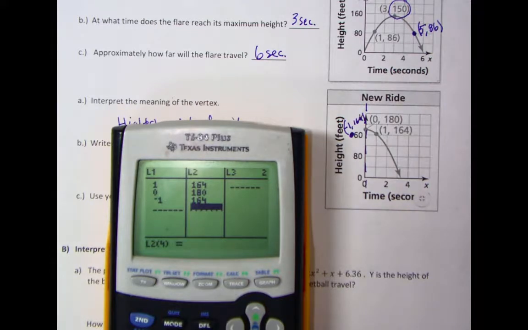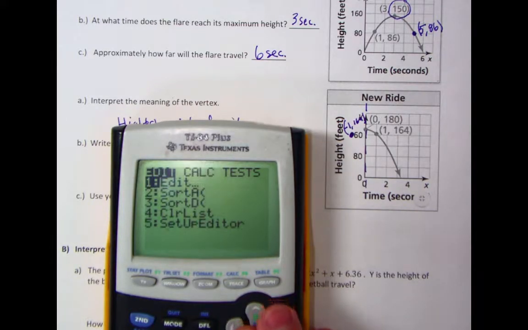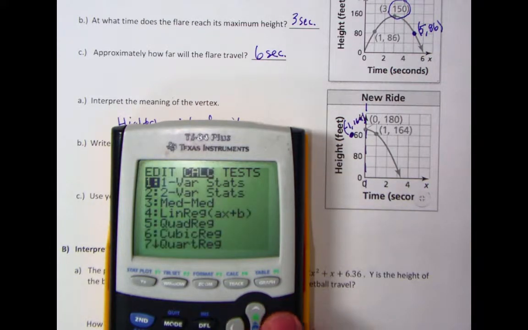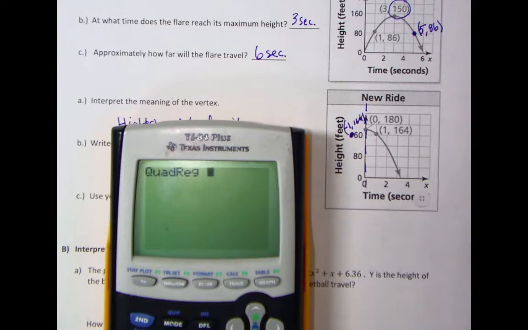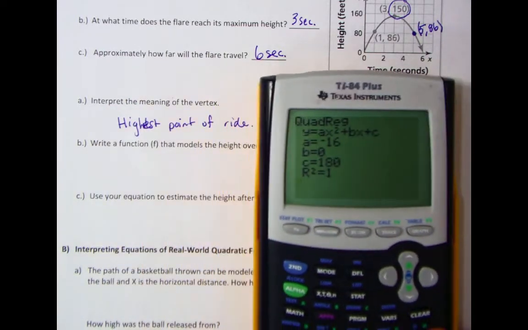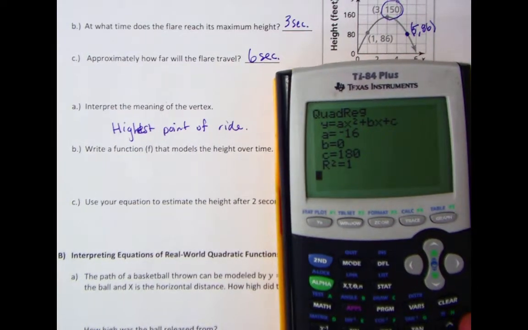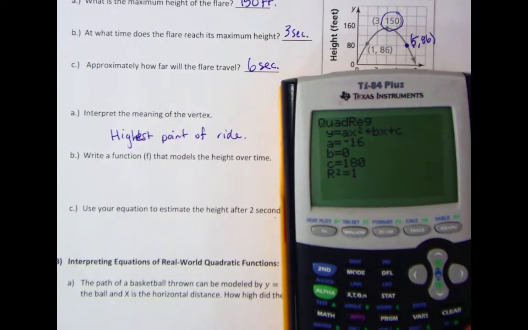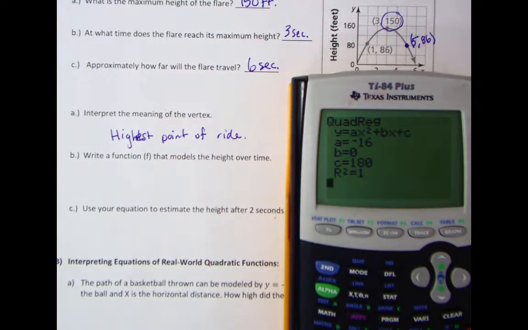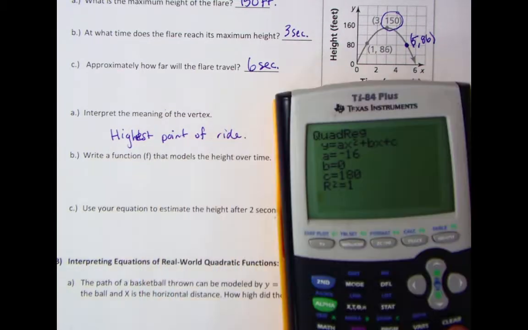So, and then now, instead of going to stat and calc and linear regression, we're going to go to the one right below that and go to quadratic regression. We hit enter and enter again, and there is our A, our B, and our C of the quadratic function. So what this is telling us is, I slide this over here, it's really hard to see, sorry.